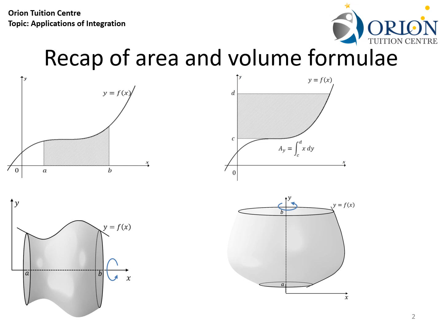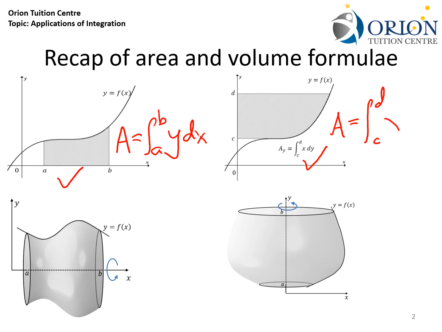Let's do a quick recap of the formula for finding areas and volumes. For this case, on the top left, we can find out this area using the formula A equals the integral from a to b of y dx. And for this diagram on the right hand side, we can find out the area using A equals the integral from c to d of x dy.